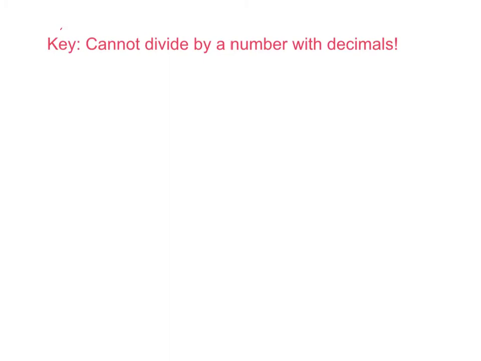So the key part with decimals is remember that you cannot divide by a number with decimals as it is written. So what do I mean by this? Okay, I'm going to show you an example with decimals first, and then I'm going to show you what to do in a case if you have dividing by something with decimals.